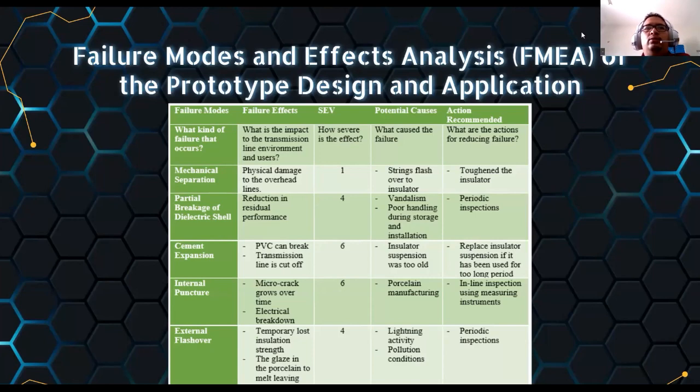Today I want to present about our group project for the subject transmission line. Firstly, my part is to describe a little bit of knowledge about FMEA, which stands for Failure Modes and Effects Analysis, of the prototype design and application. We can see all the information given in the table for further studies and references.